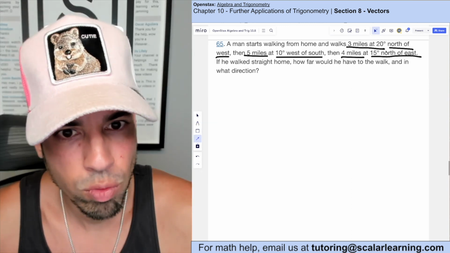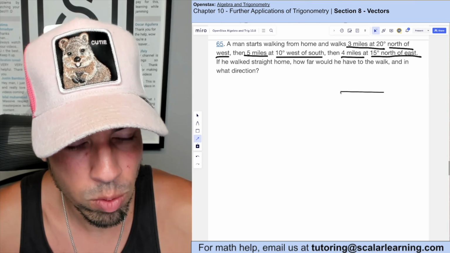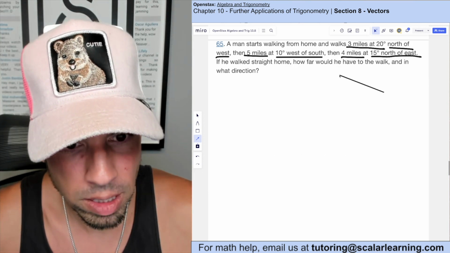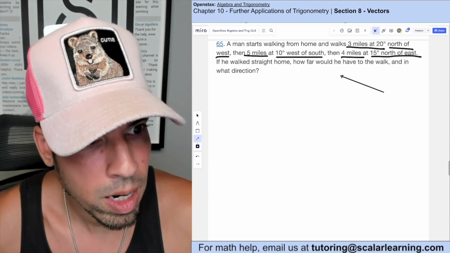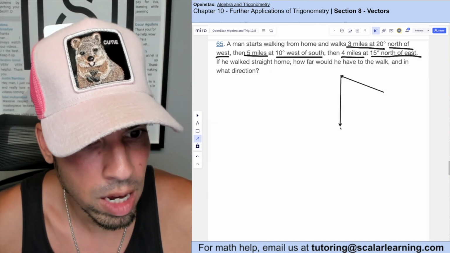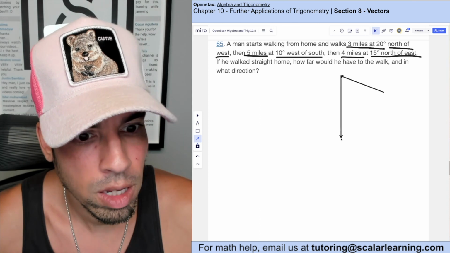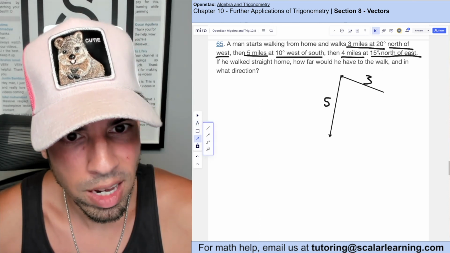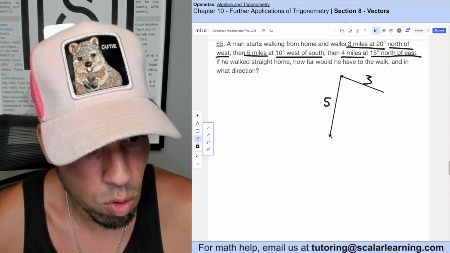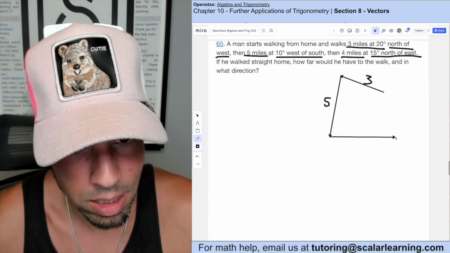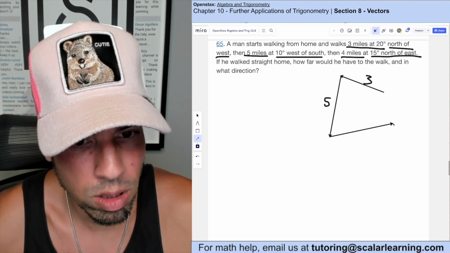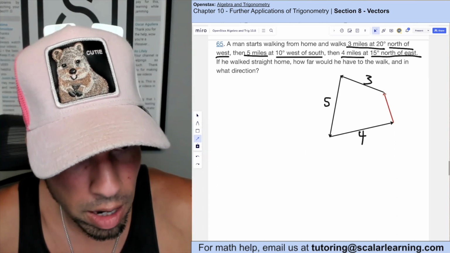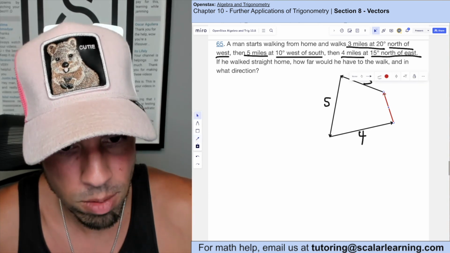So first we got 3 miles north of west. So here would be going straight west, and 20 degrees north would be angled up like this. Then we go 5 miles, 10 degrees west of south. So if here we're going south, then 10 degrees west would be like this. And then we got 4 miles at 15 degrees north of east. So if here's east, we got 15 degrees north like so. So now the question is, if he walked home, how far would he have to walk and in what direction? So that'd be the red vector.